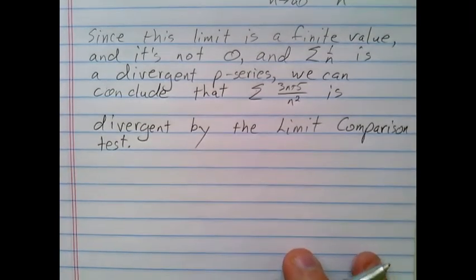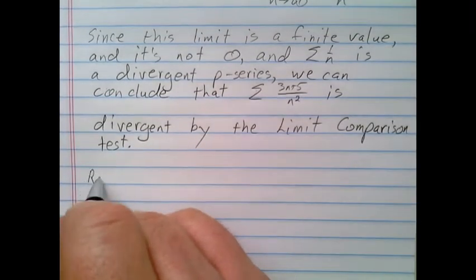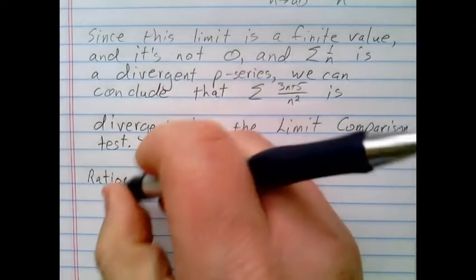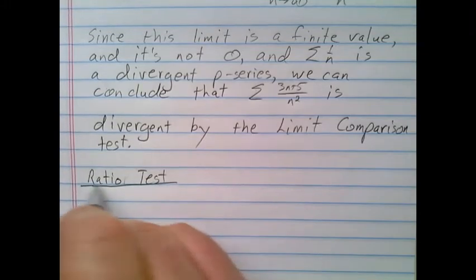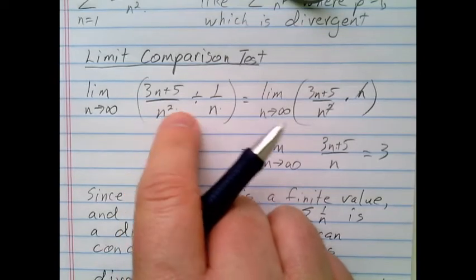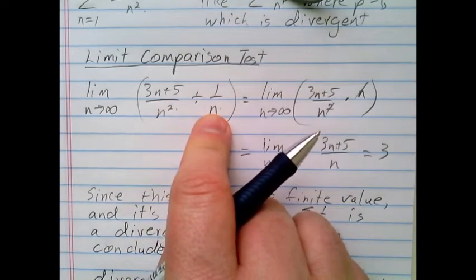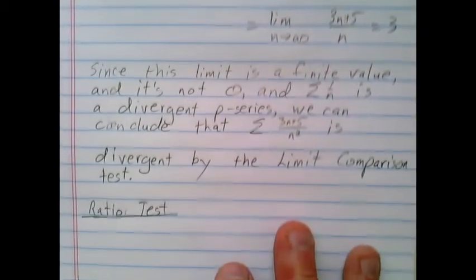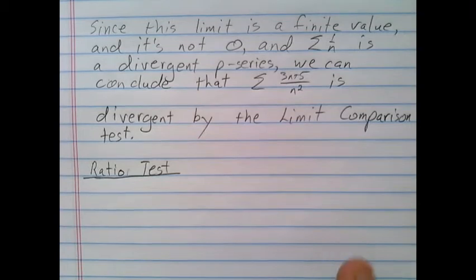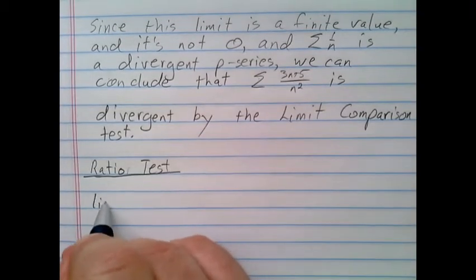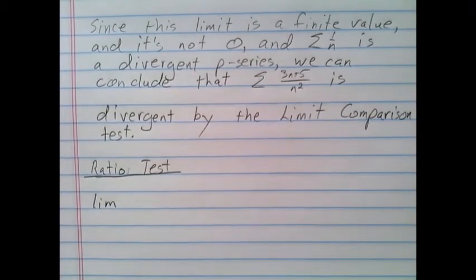Now, let's see what happens with the ratio test. For the ratio test, rather than taking the ratio of our nth term to the nth term of some other series that we're going to compare to, we're going to take the ratio of our n plus 1 term to our nth term. One nice thing about the ratio test is you don't have to come up with another series to compare to. You're just comparing it to itself, basically.